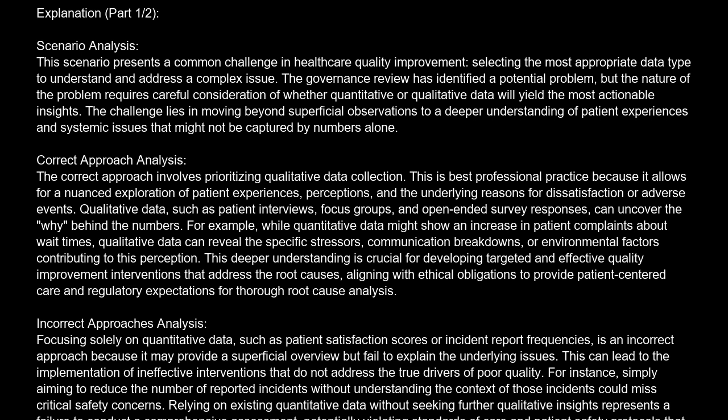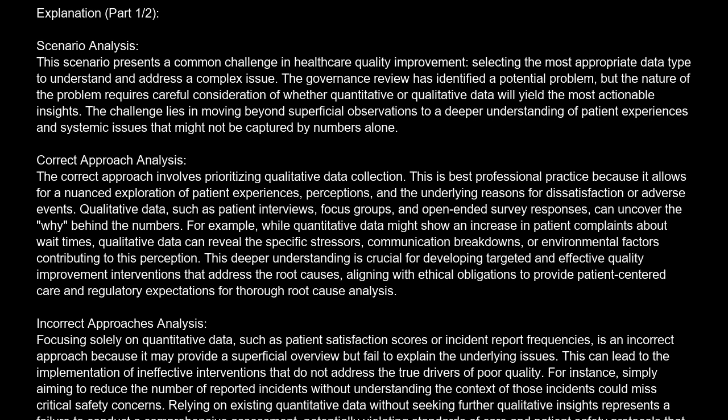The governance review has identified a potential problem, but the nature of the problem requires careful consideration of whether quantitative or qualitative data will yield the most actionable insights. The challenge lies in moving beyond superficial observations to a deeper understanding of patient experiences and systemic issues that might not be captured by numbers alone.